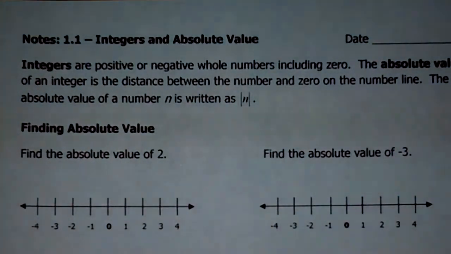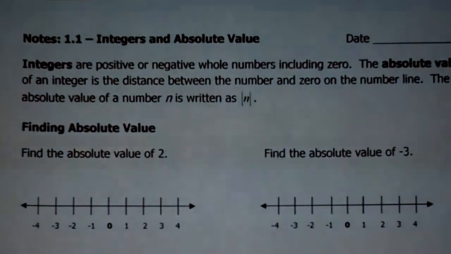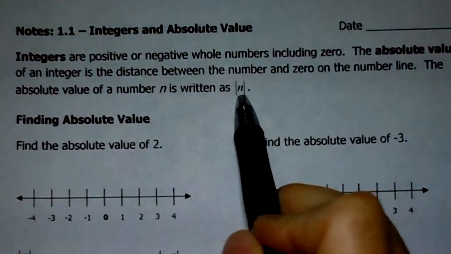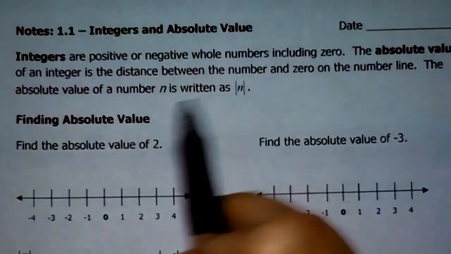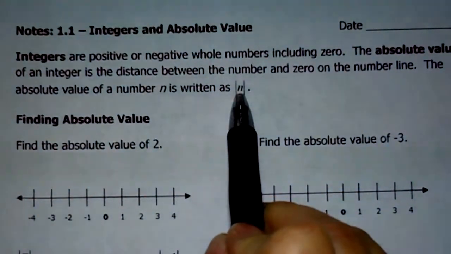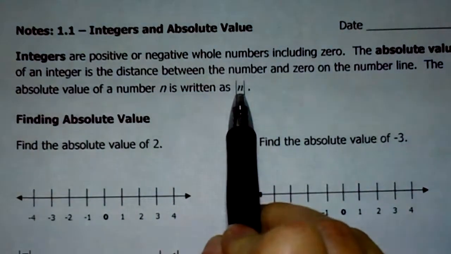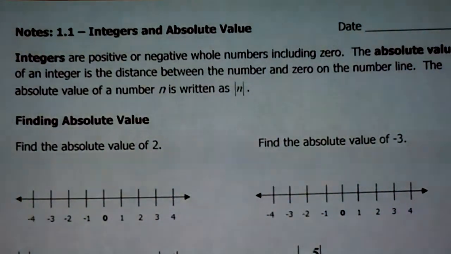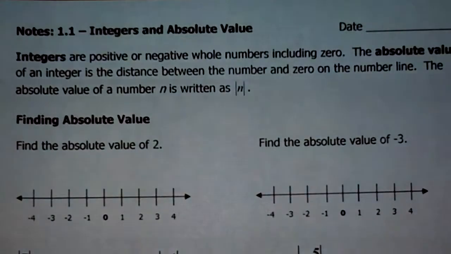The absolute value of an integer is the distance between the number and zero on the number line. And the absolute value of an integer, if I want you to find it, is usually written inside little brackets like this. So if I wanted to know the absolute value of n, it would look like this. So basically absolute value is a distance. It's how far something is away from zero.